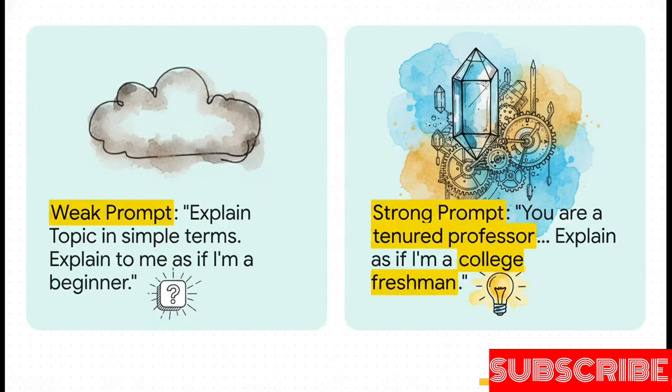And look, this example shows the difference perfectly. The weak prompt is just vague. "Explain this to me like I'm a beginner." It's fine, I guess, but check out the strong prompt. It gets so much more specific. We're adding a persona, "You are a tenured college professor," and a much sharper context. "I'm a college freshman." Suddenly, the AI has crystal clear instructions, and the result is just night and day.